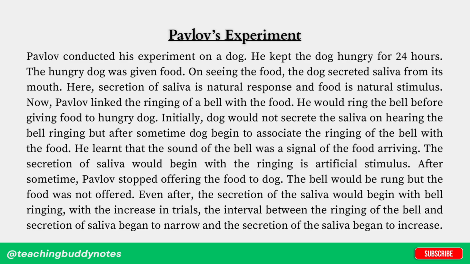Initially, the dog would not secrete saliva on hearing the bell ringing, but after some time the dog began to associate the ringing of the bell with the food. He learned that the sound of the bell was a signal of the food arriving. The secretion of saliva would begin with the ringing, an artificial stimulus. After some time, Pavlov stopped offering the food to the dog. The bell would be rung but the food was not offered. Even then, the secretion of saliva would begin with bell ringing. With the increase in trials, the interval between the ringing of the bell and secretion of saliva began to narrow and the secretion of saliva began to increase.